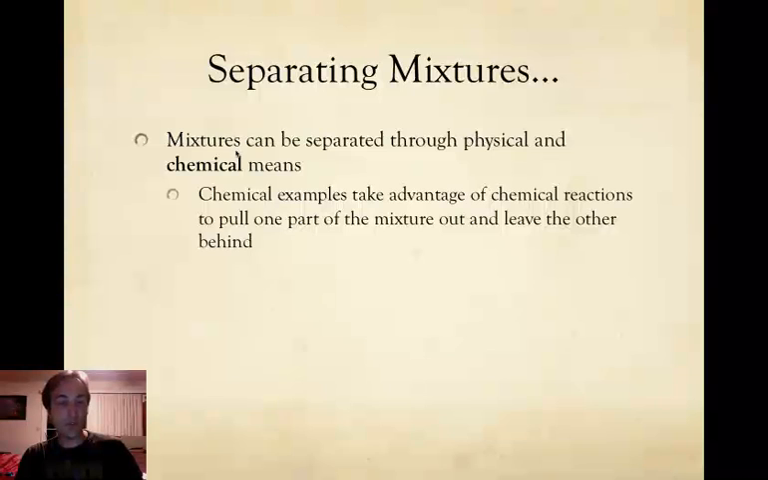Now that was physical. Chemical separation generally involves a chemical reaction. That's why we call it chemical separation. So what you do is you use a chemical reaction to pull one part of the mixture out. This may be the part that you want, or this may be the part that you don't want, and then you leave the other behind.